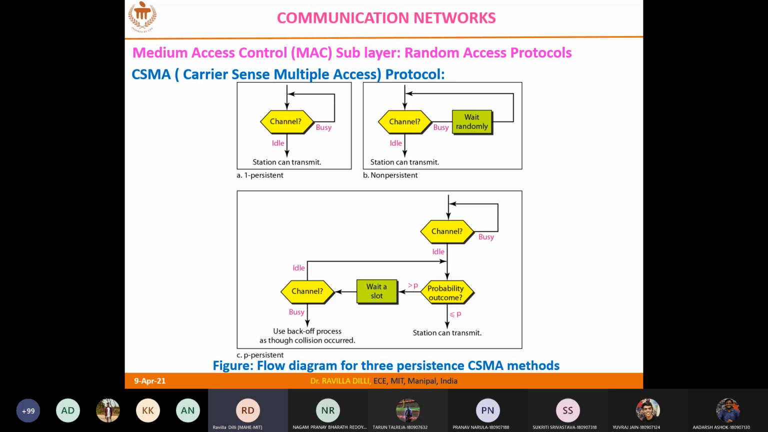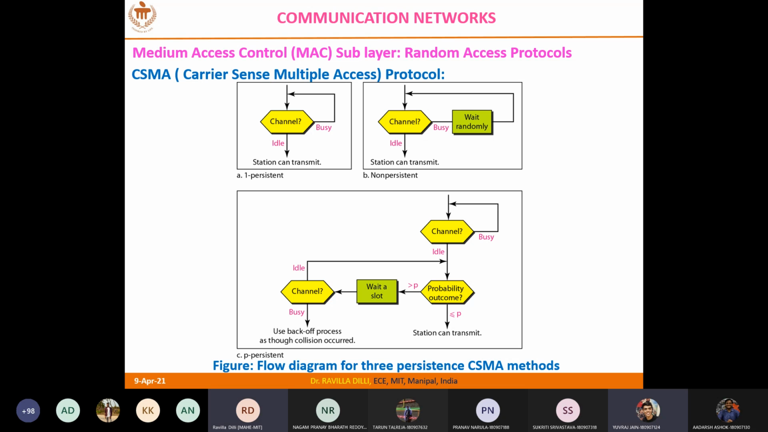In one persistent, what we say is you continuously check the channel condition till it gets idle. In non-persistent, what we are saying is if the channel is engaged, if it is busy, then before going for the next check of the channel status, you wait for some random time. Why do we do this? Is it because checking the channel requires some amount of energy, so you don't waste energy?